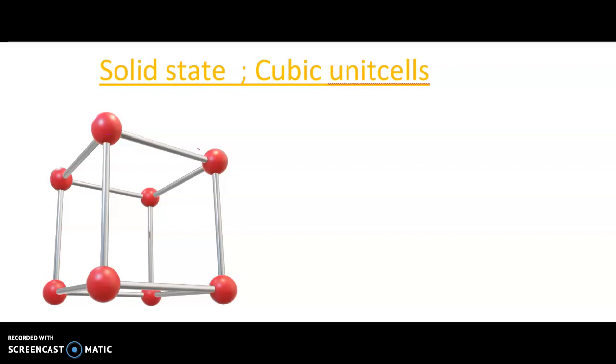Simple cube is also known as primitive cube. So, simple or primitive cubic unit cell. Here the atoms are present only at corners. As you can see in this diagram, atoms are present only at corners of the cube.